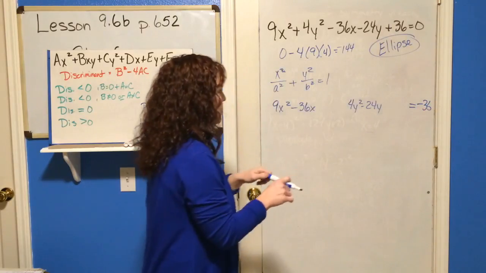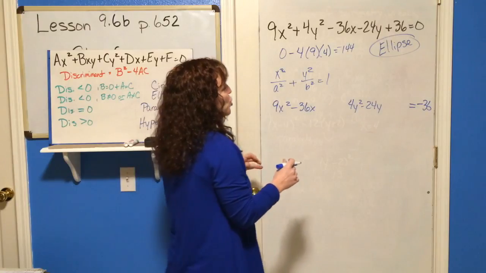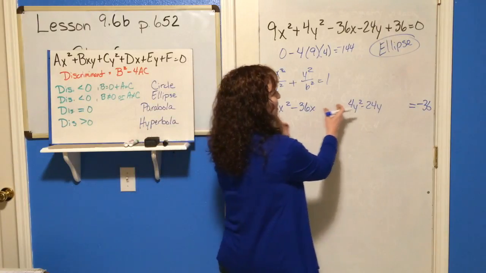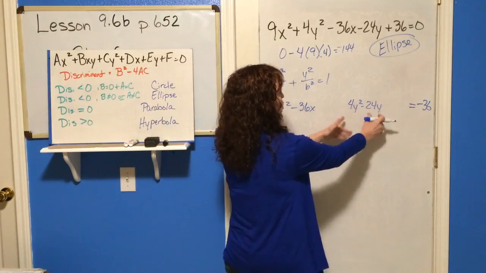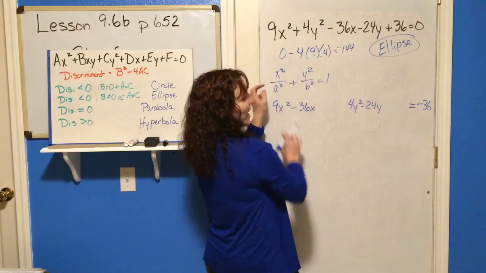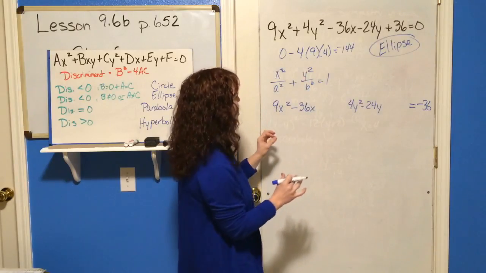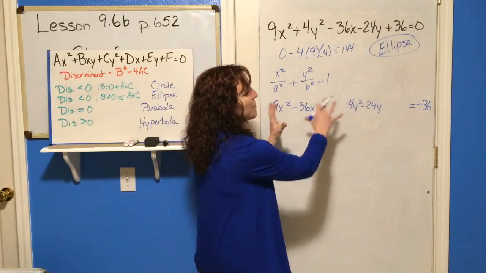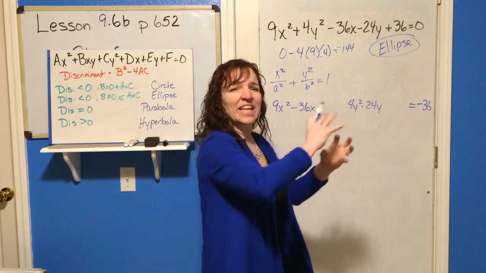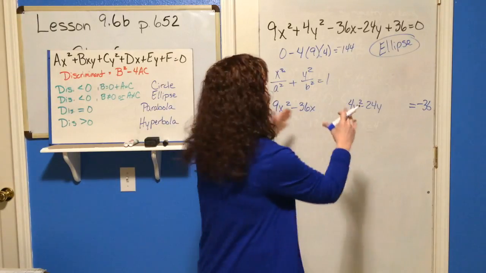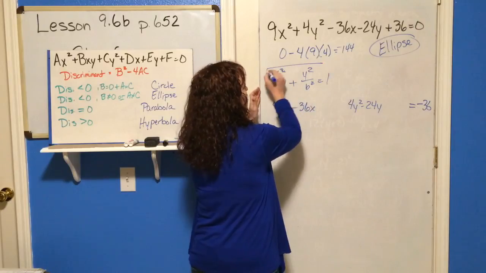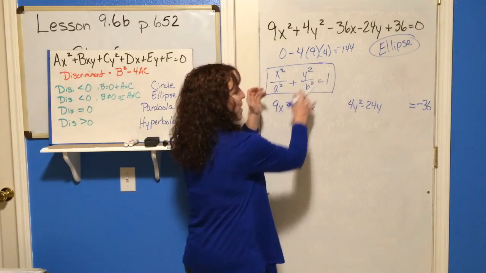All right? Now what I want to do is complete each of these squares so that I have a perfect square in each one of those. All right? And what I'm doing is I'm manipulating these numbers and terms so that they look like this format. This is what I'm aiming toward.